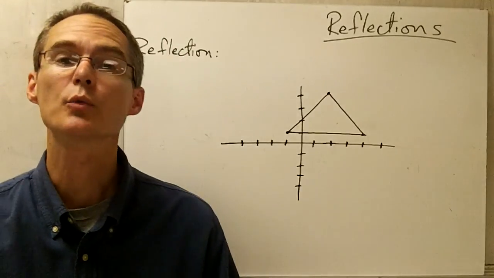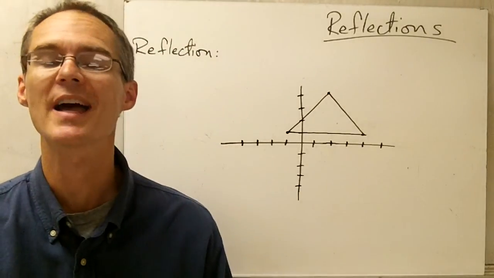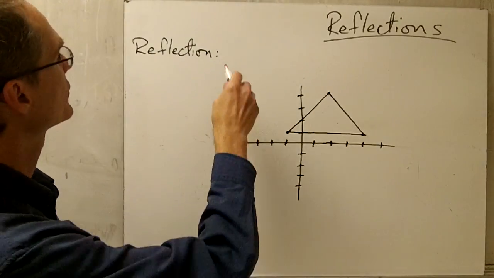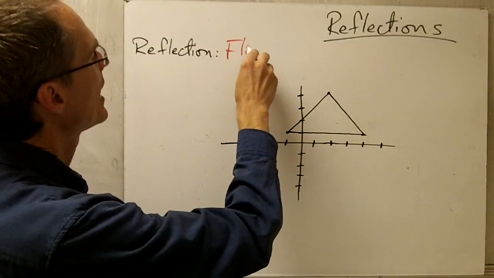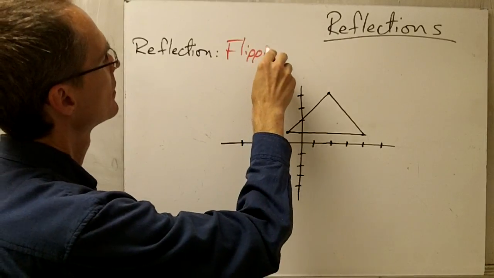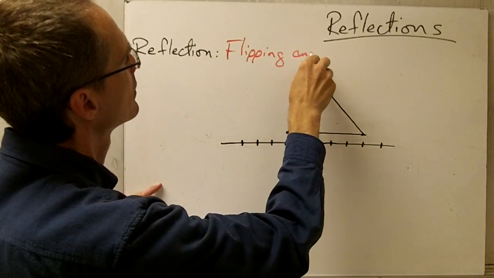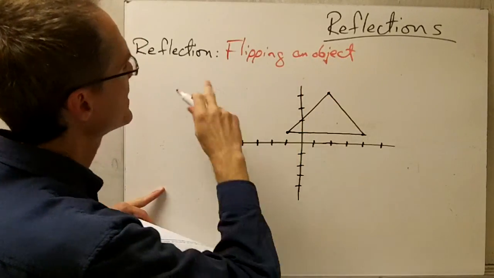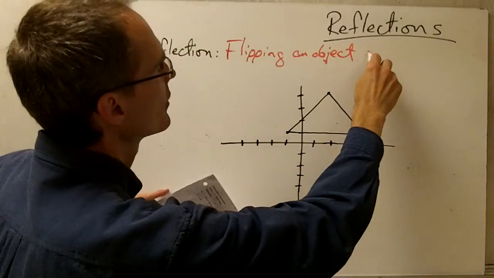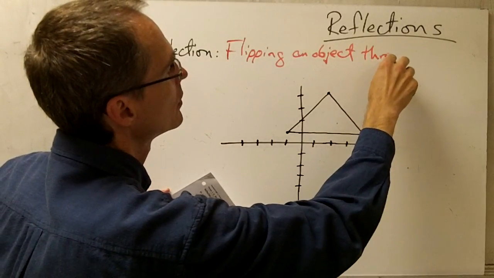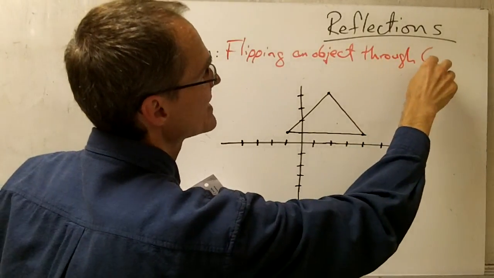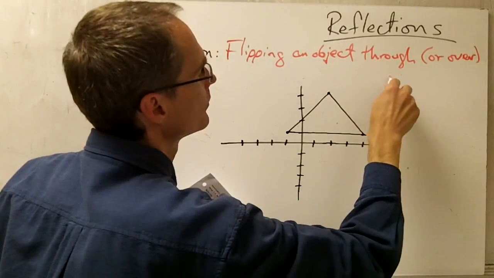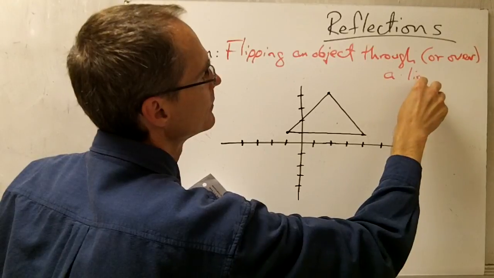Okay, this video is on reflections, which is another type of geometric transformation. And a reflection is just flipping an object. Specifically, it's flipping an object through, or you might say over, a line.